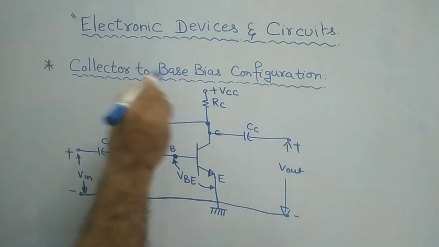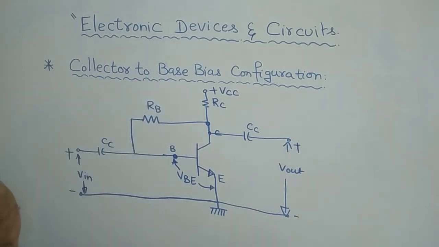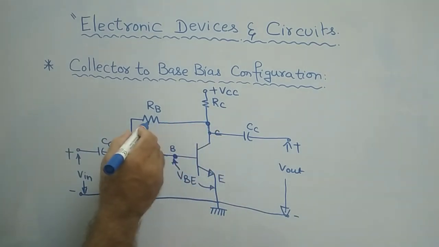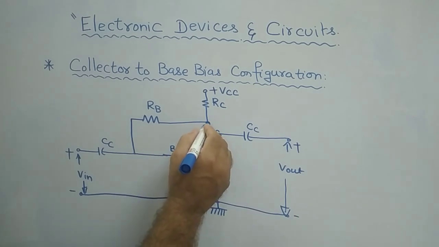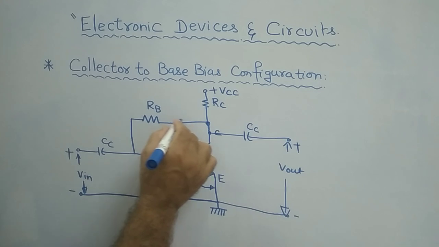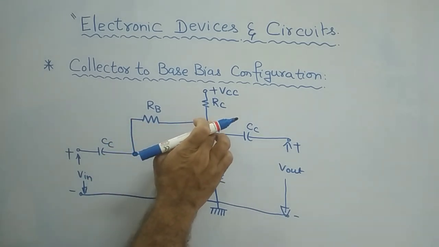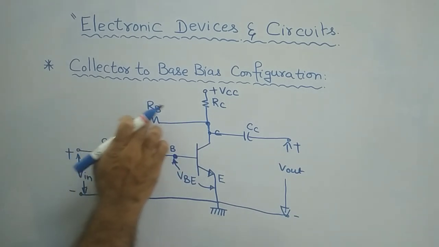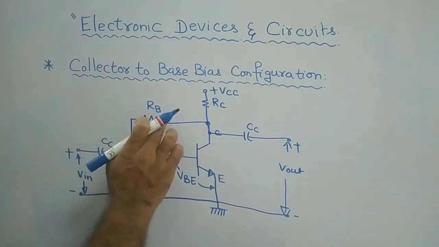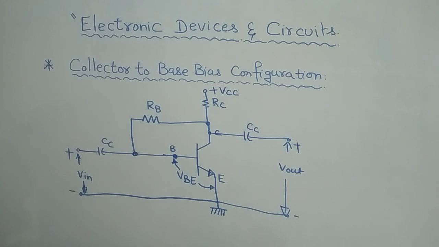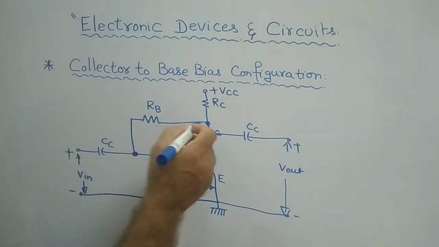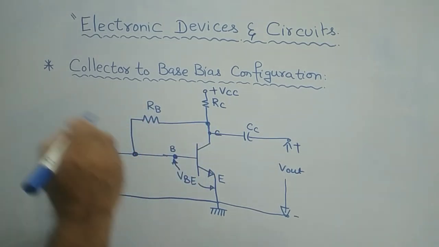Now coming to this circuit diagram, this is the simplest circuit for collector to base bias. What is collector to base bias? As per the name, the base resistor RB is connected from the collector terminal to the base terminal. So between collector and base, the feedback resistor is connected like this. That is why it is called collector to base bias.